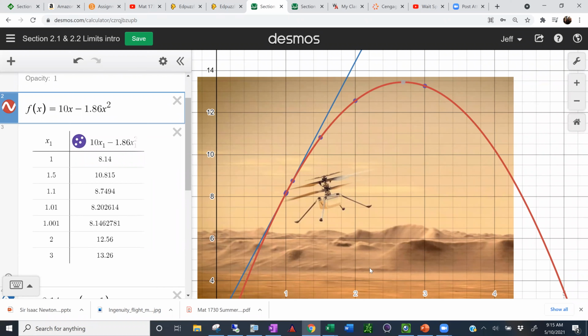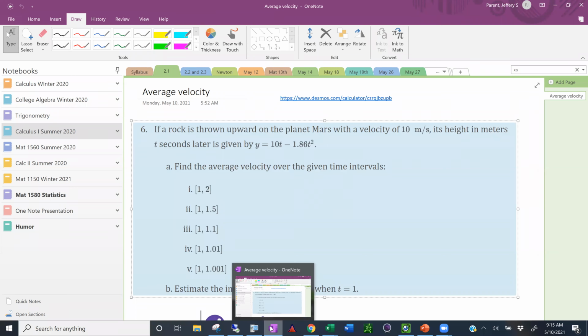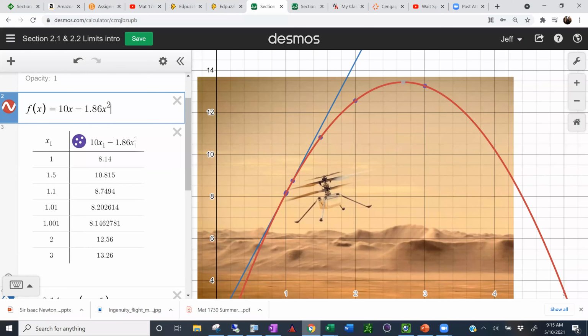So the problem is to find the average velocity of, say, a rock thrown on Mars in accordance with this problem. Well, let me help you understand why we're looking at the average velocity and what that really means. We'll look back at this table.